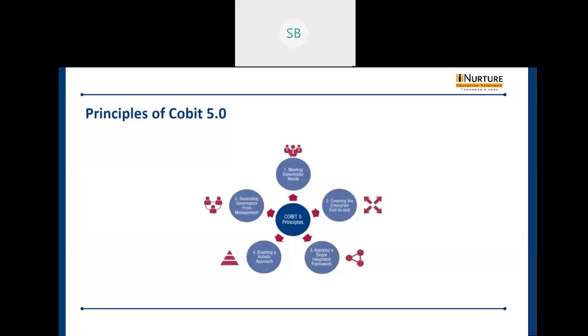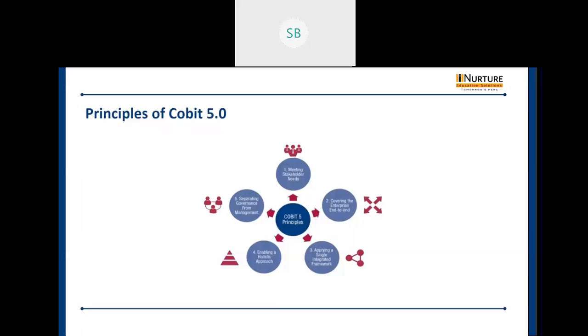And the last one is separating governance from management. People assume, and before studying this we also were of the view, that management and governance mean the same thing, but we know that though both sound synonymous, they are not.